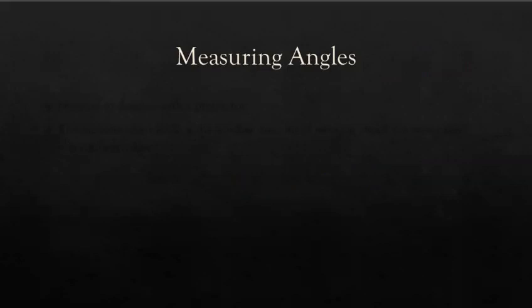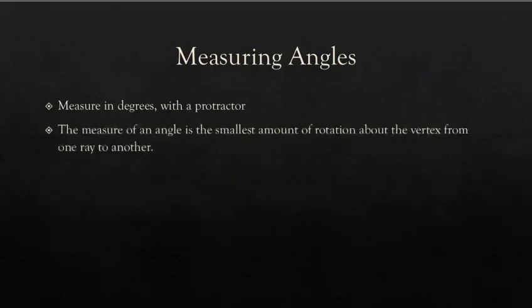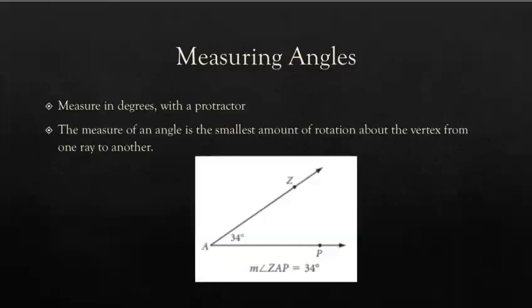What about measuring angles? We measure angles in degrees with a geometry tool that we call a protractor. The measure of an angle is the smallest amount of rotation about the vertex from one ray to another. So here on this angle, angle ZAP, we could measure from this ray to this way, or we could measure from the ray AP to the ray AZ this way. Which one's going to be the smaller one? Obviously this one in between. So that's going to be 34 degrees is the measure of this angle.